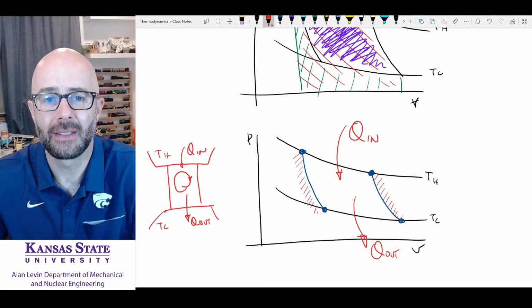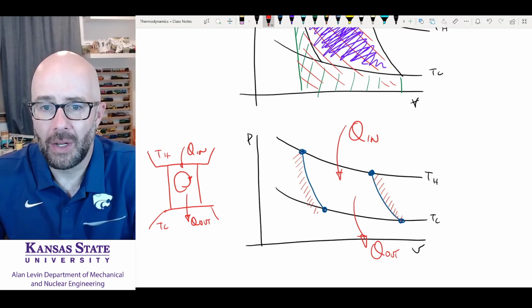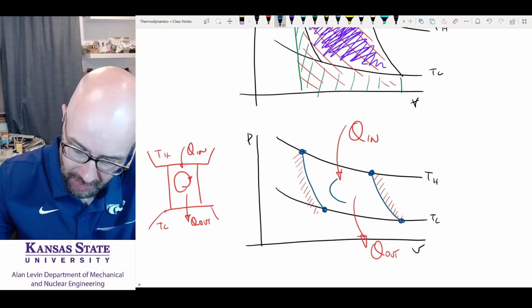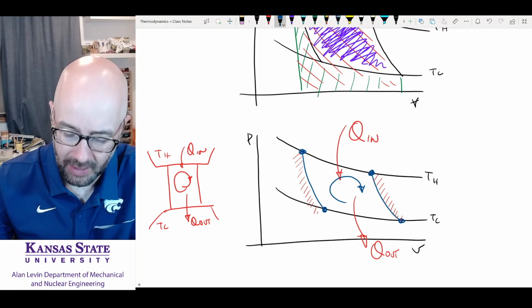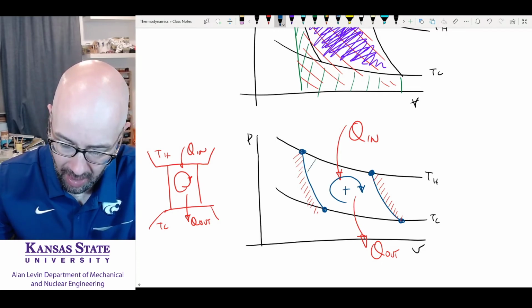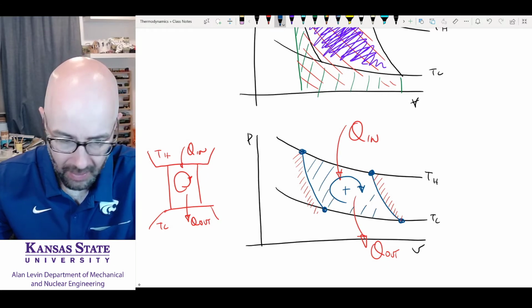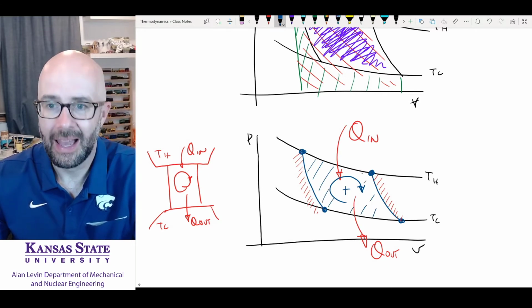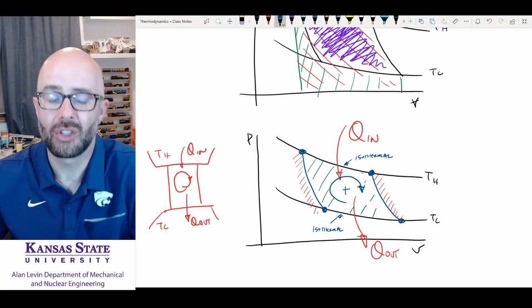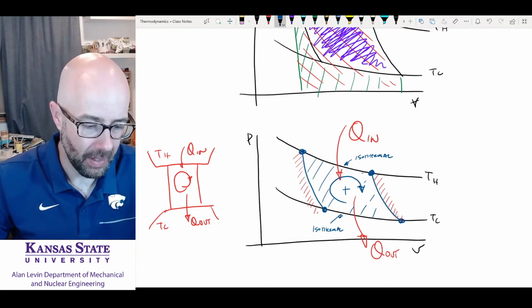I think it does. And so the one thing we need to know is a power cycle. We're going to go around this direction. We're going around that direction, and this is going to be our net work inside of here. Okay? Isothermal. This is isothermal. The two sides are going to be adiabatic. Okay?